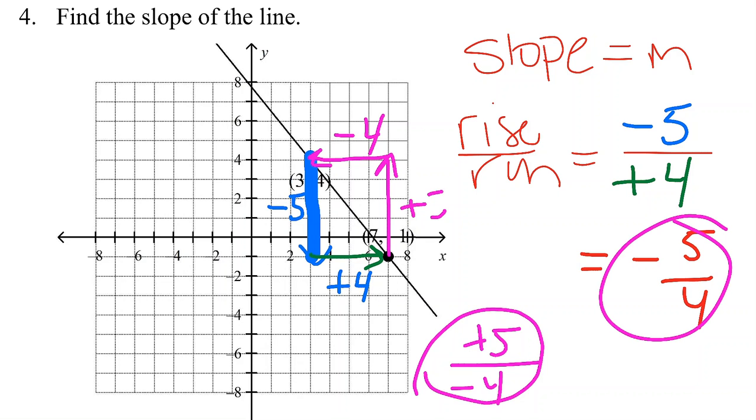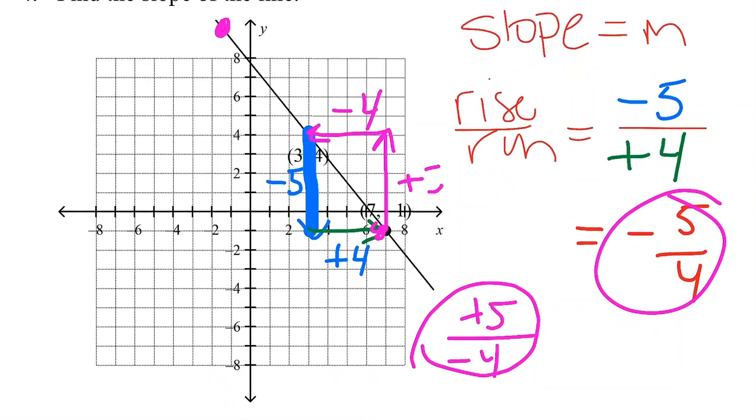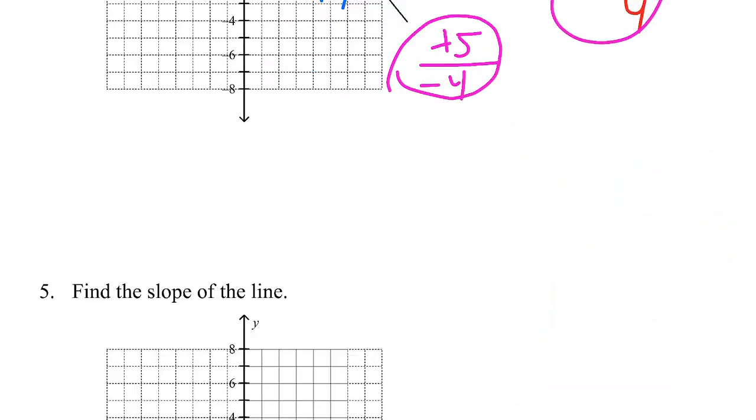Now, if you were to choose another point, let's say I gave you a point up here somewhere and a point down here, you'll still end up with the same slope. It doesn't matter which 2 points because when you simplify, it's a constant rate of change. And that's how you figure out slope of a line. All right, so let's go ahead to do the next one, number 5.